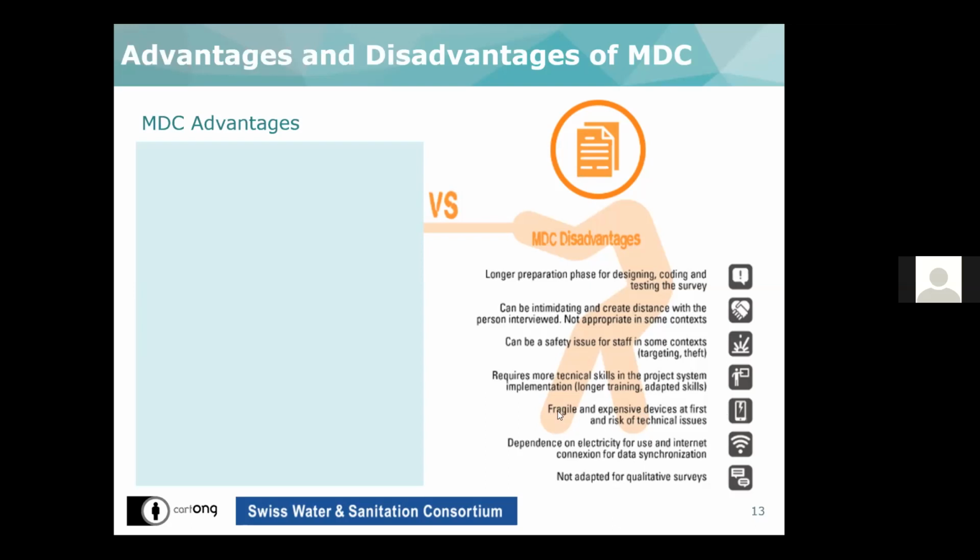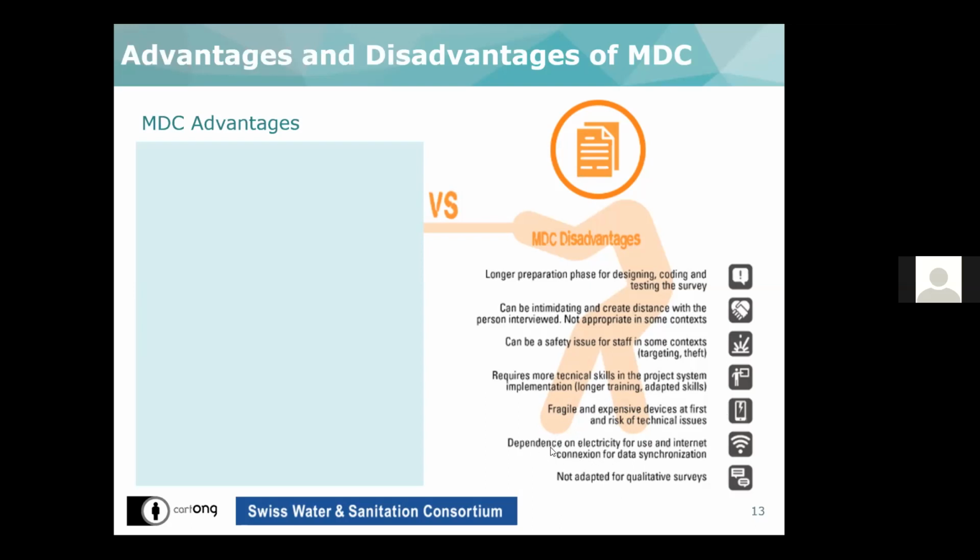This technology could also be fragile and expensive at first, and there might be some risk of technical issues. So this is related to the smartphones and the tablets. You need to be careful with it, that if you break it, it might require that you buy a new one or to fix it, so it might cost you a bit more.